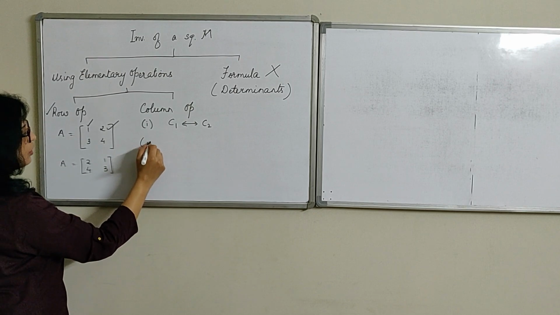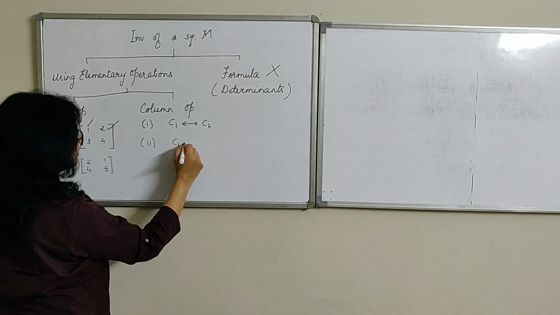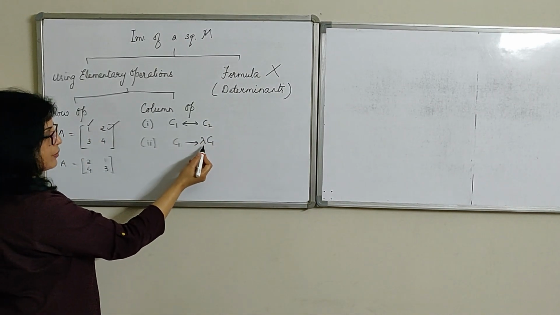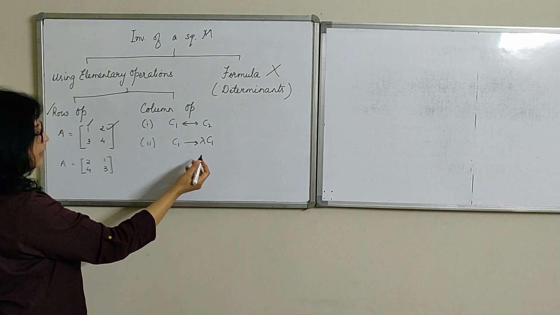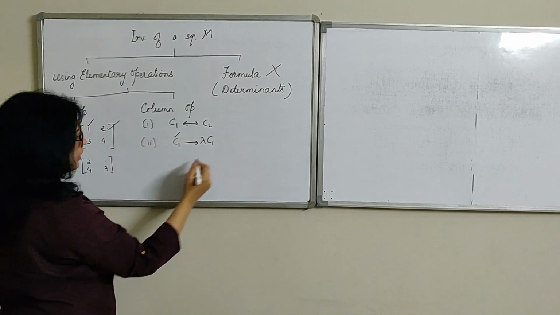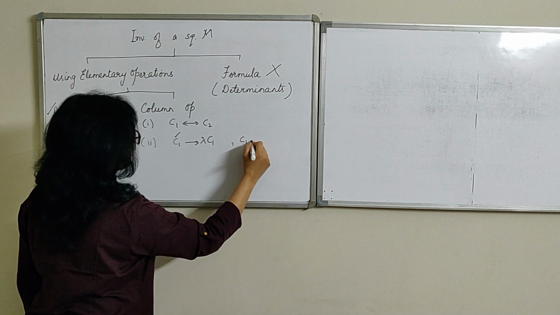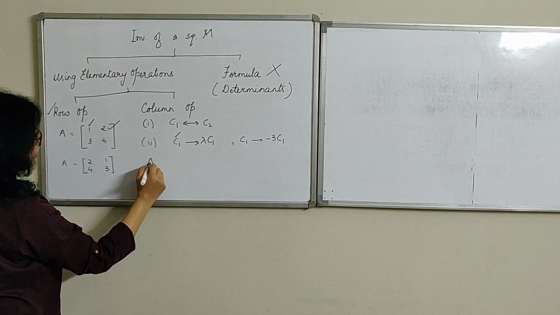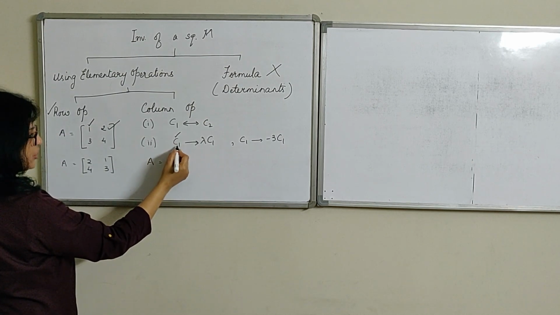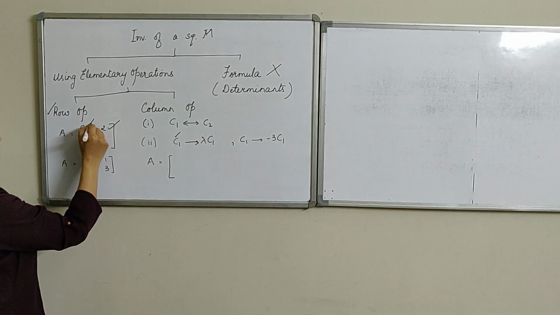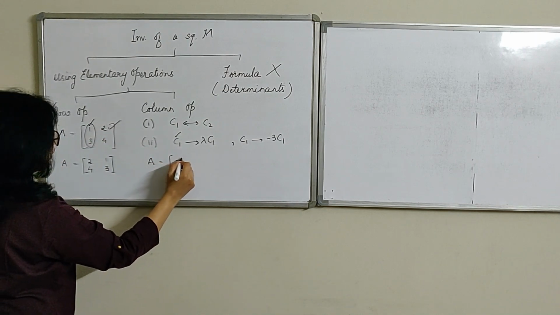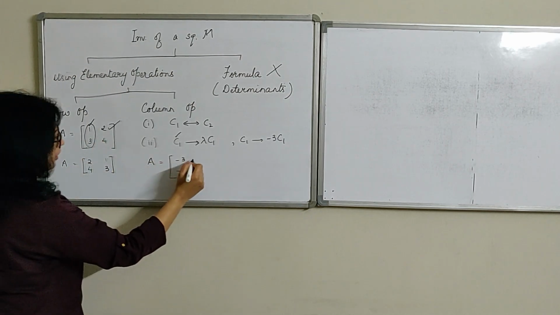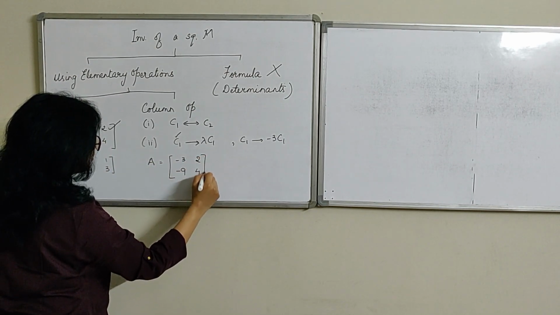The second column operation which is possible is lambda times elements of C1 multiplied will give us the new column C1. So here again I am taking lambda to be -3. So the new matrix that we obtain, since we are changing column 1, so the column 1 elements are multiplied by -3. The new column elements that we obtain are -3 and -9. The second column elements remain the same.